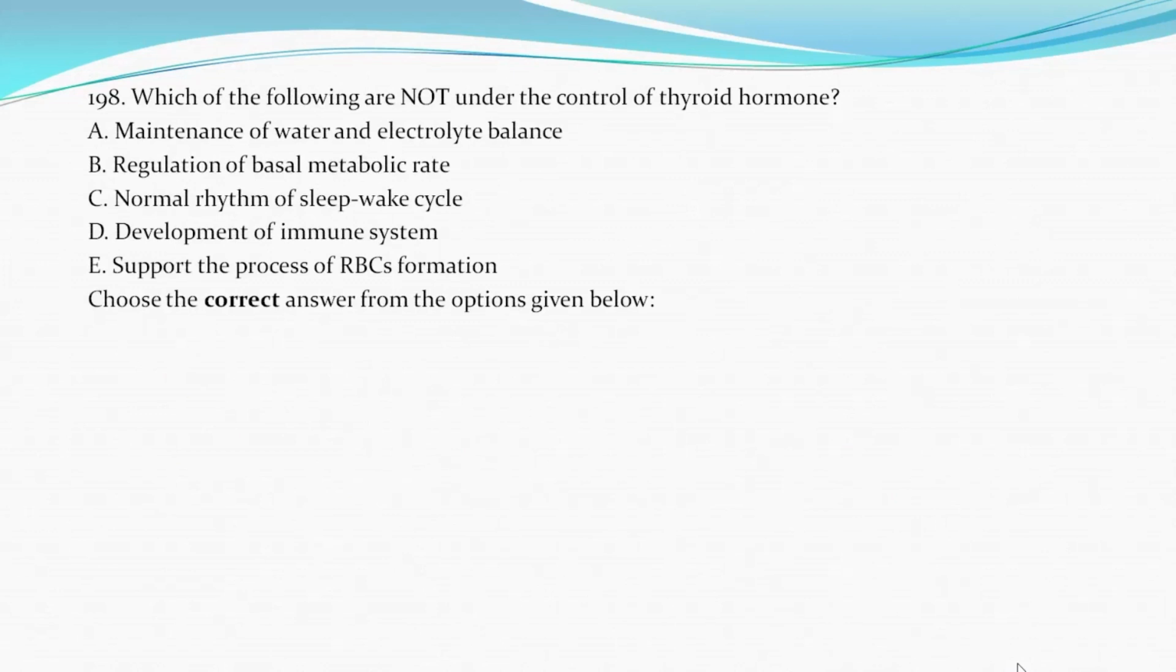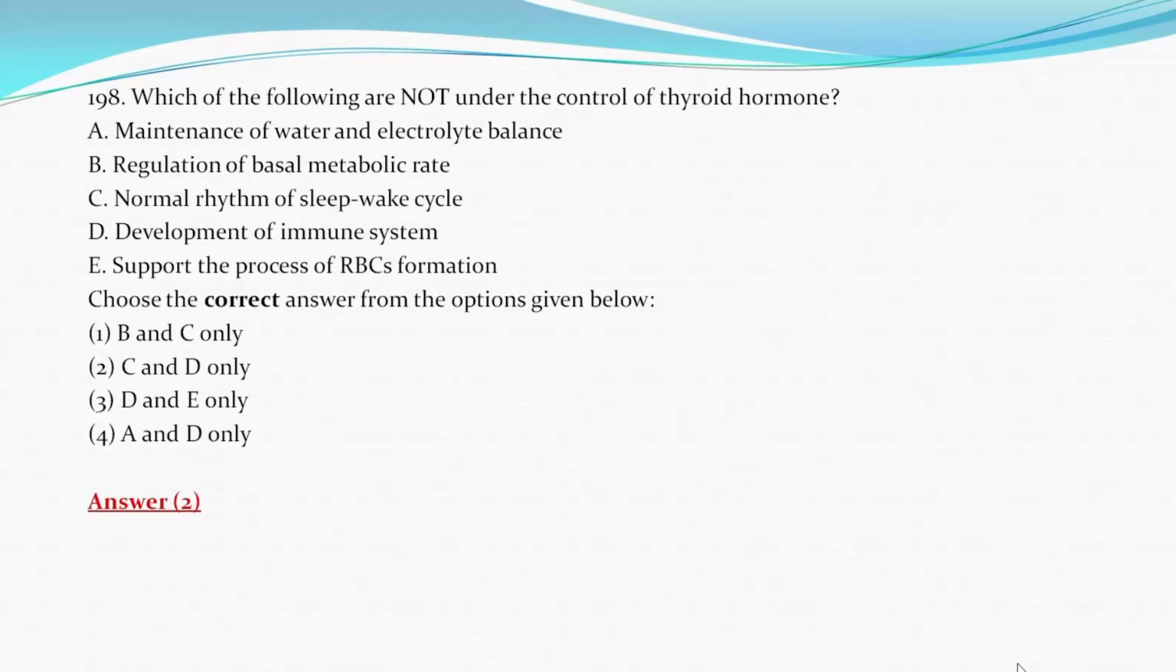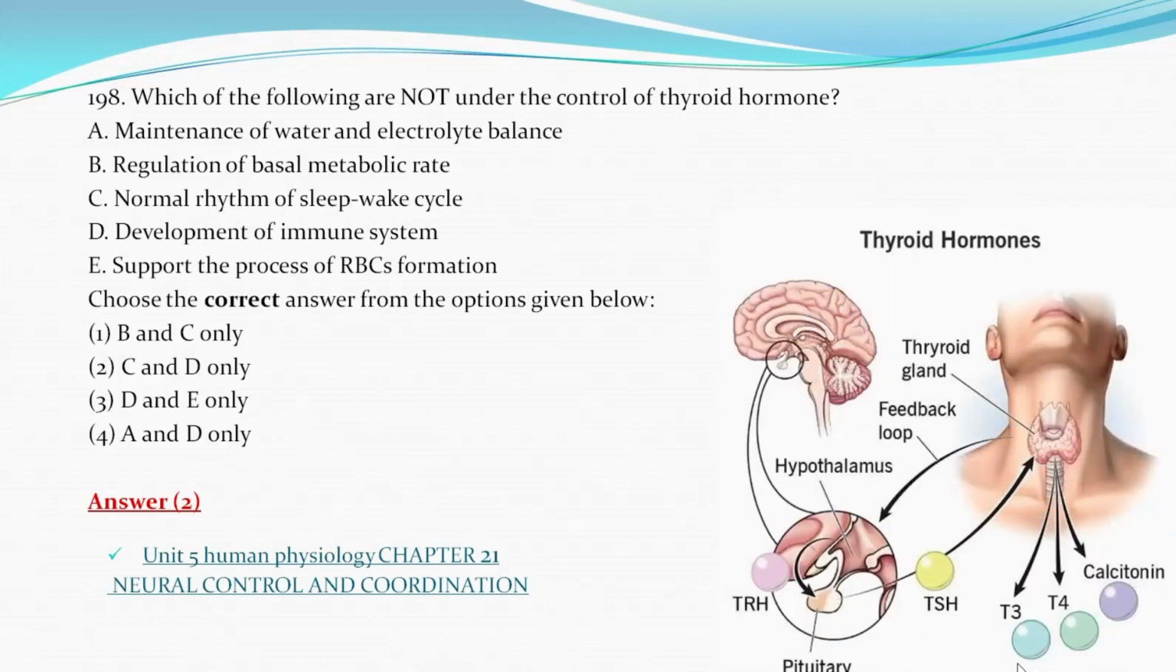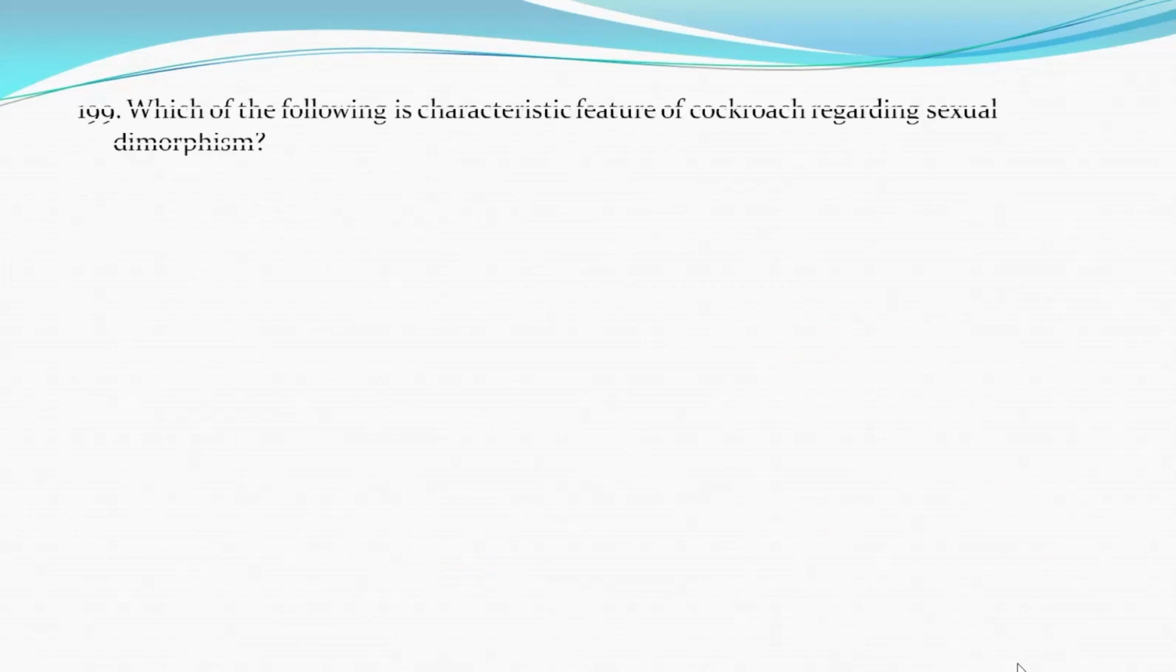Next question is, which of the following are not under the control of thyroid hormone? Maintenance of water and electrolyte balance, regulation of basal metabolic rate, normal rhythm of sleep-wake cycle, development of immune system, support the process of RBCs formation. Choose the correct answers from the options given below. The answer is option 2. This question is taken from Unit 5, Human Physiology, Chapter 21, Neural Control and Coordination.